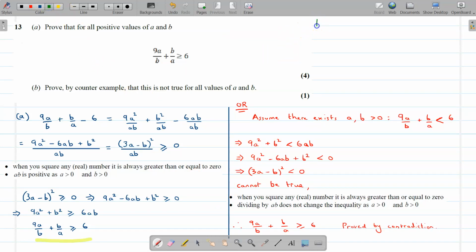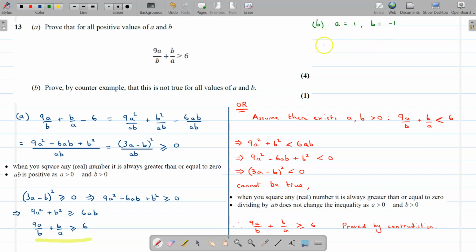This is really quite easy, and it is only 1 mark, so you don't want to spend too long on it. You just have to pick a pair of values. Now, they're saying that here it's about all positive values of a and b. They're saying, prove by counterexample, it's not true for all values of a and b. So the implication is that you've got to have one of them being negative. Don't make it complicated. Just choose something like 1 and -1. Then plug them in and see what happens.